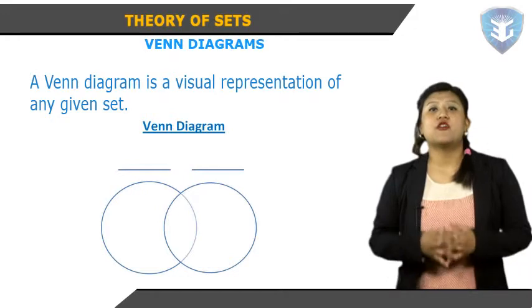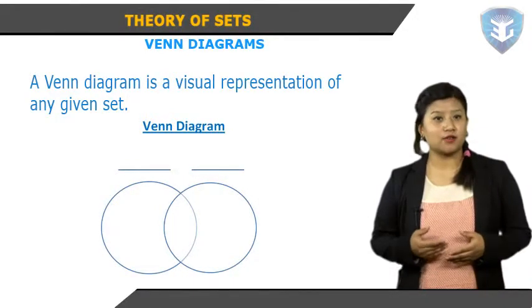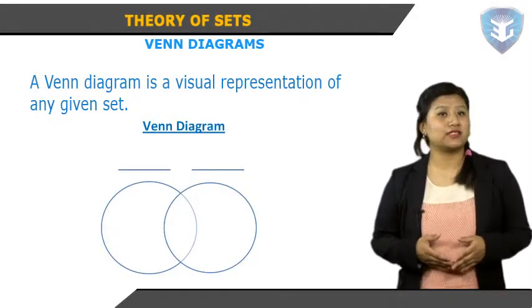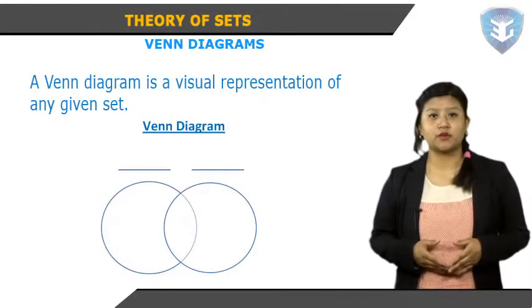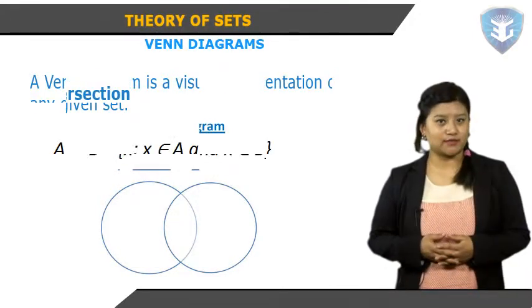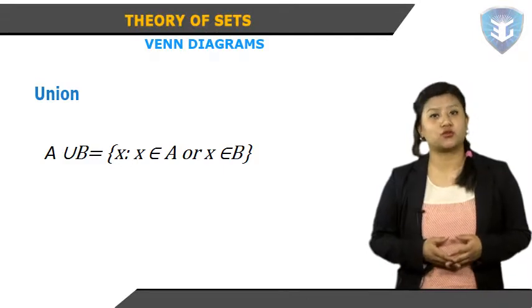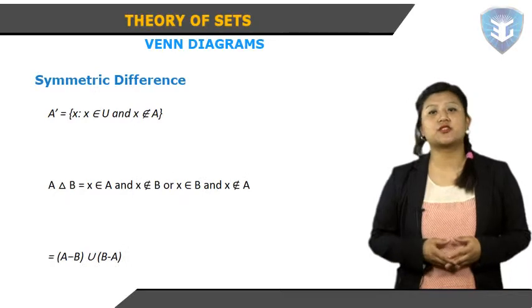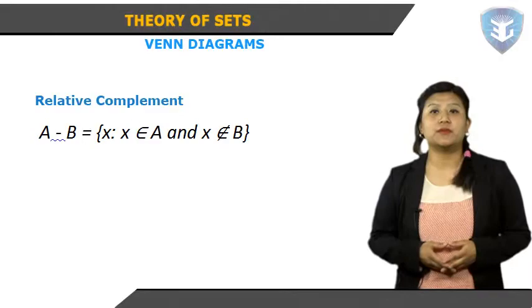Venn diagrams. A Venn diagram is a visual representation of any given set. In a Venn diagram, the rectangle box indicates universal set U, and we can show other sets by making small circles in that rectangle box. If we have two sets A and B, then we can draw a Venn diagram for operations which we can operate on set. A intersection B is given as shown. Union of A and B is given as shown on the screen. The complement of A is given as shown here. The symmetric difference of A and B is also given as shown here on the screen. The relative complement of A and B is given as shown.